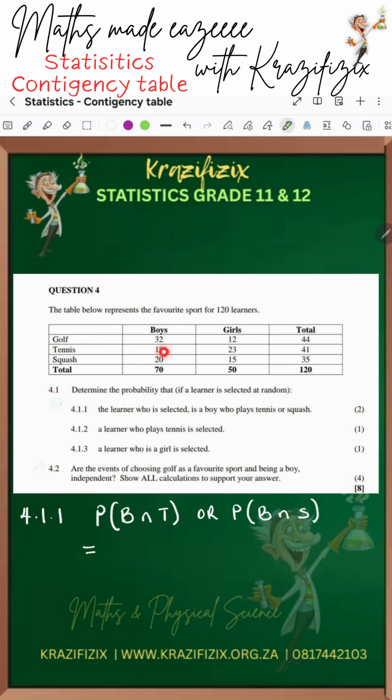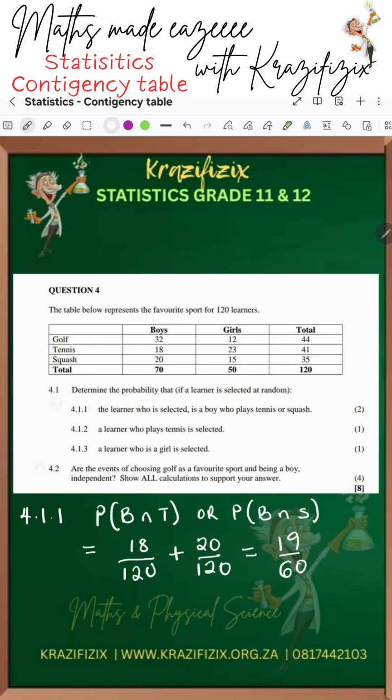So tennis here and boys. Can you see that? That's 18. So 18 is a number over the total. The total is 120 because it's a sample space of 120, plus the probability of being a boy and you play squash. Squash, that's 20. Again, 20 over 120. Put that in your calculator. That will give you 38 over 120. But please, you must simplify. So 38 over 120 will give you 19 over 60.